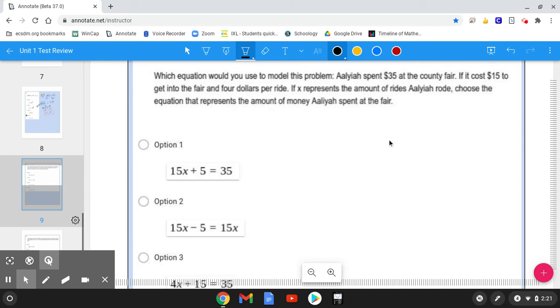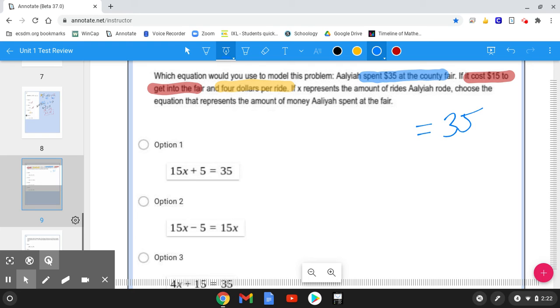So, what do we know? I'm going to highlight some important information. She spent $35 at the fair. It costs $15 to get in and $4 per ride. So let's start with what we highlighted in blue here. She spent $35 at the fair. What does that represent? That's our total. So I'll put that at the end of the equal sign.